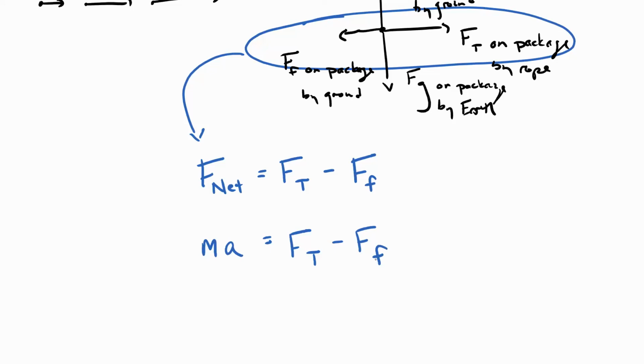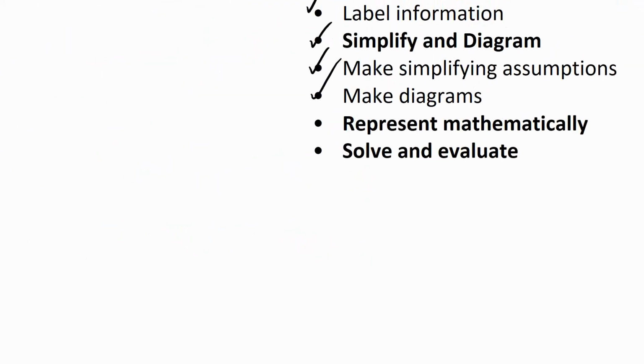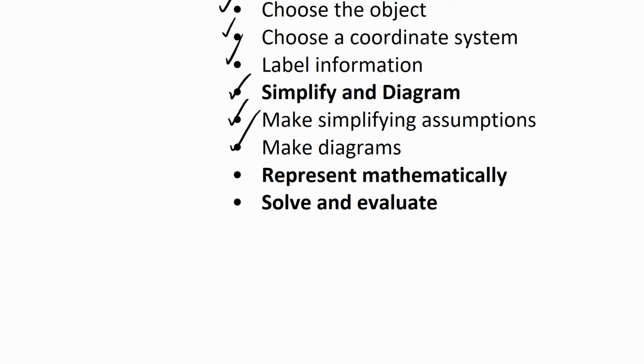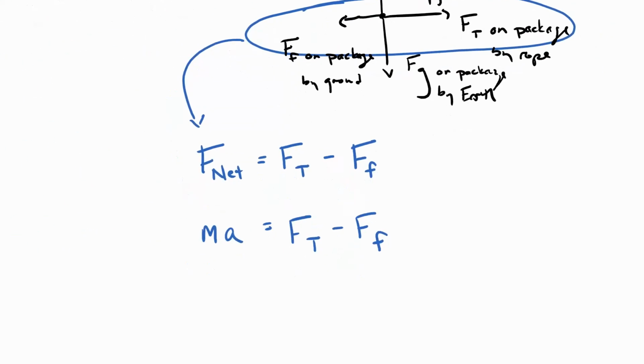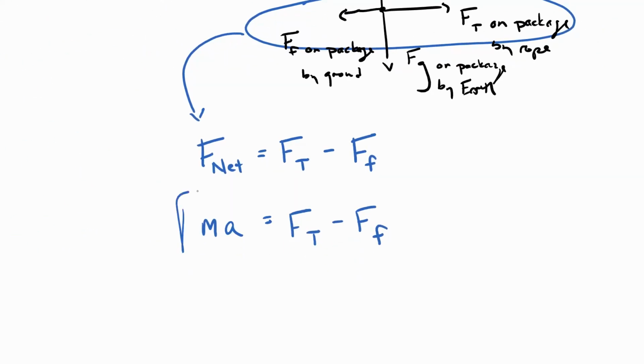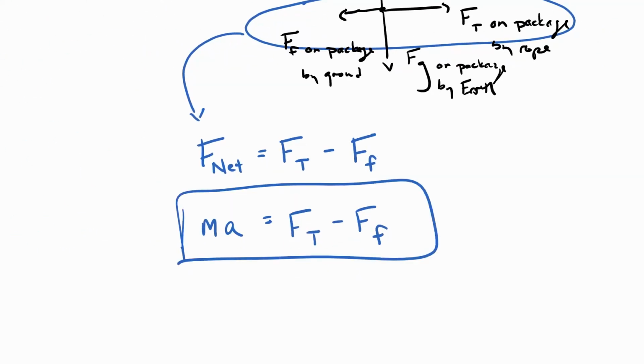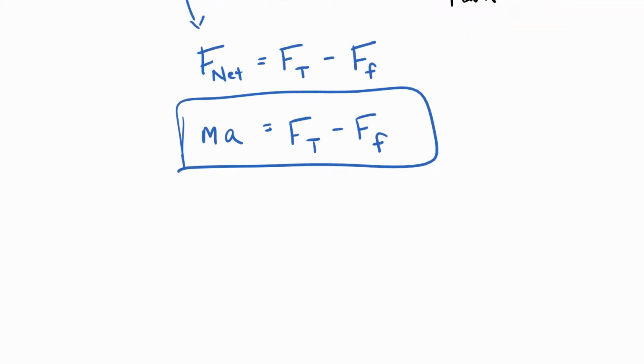Before I go on, let's check. Represent mathematically. Boom. This is all I've got. This is my representation of the system. It's got all the information I can have squared away. Next order of business is to solve it and then evaluate it. I am trying to solve this thing for friction, so I need to get friction alone.